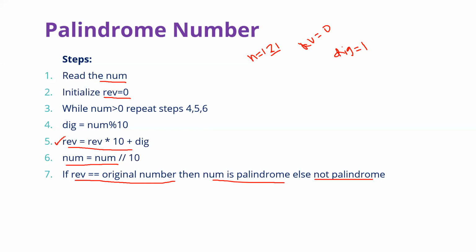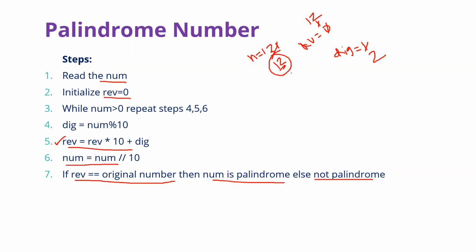Now observe this. Reverse equal to reverse into 10 plus digit, meaning 0 into 10 plus digit. 0 into 10 is 0, plus digit is 1. So you will get the reverse as 1 now. Now num equal to num by 10. 121 by 10 is nothing but 12. Now again check. 12 is greater than 0, right? Again compute. Digit is equal to num modulo 10. Num is now 12. 12 modulo 10 gives 2. Now again same. Reverse equal to reverse into 10. 1 into 10 means 10 plus 2. Now the reverse will be 12.